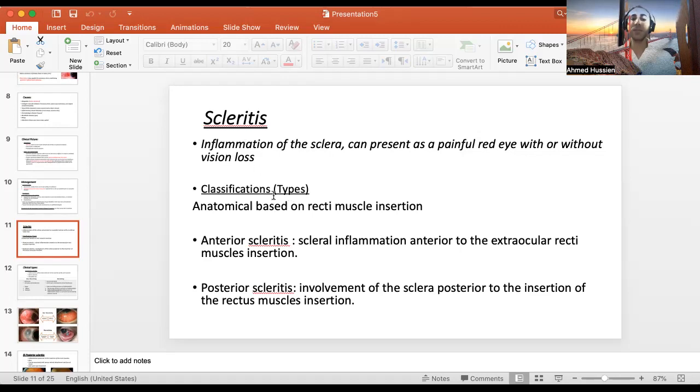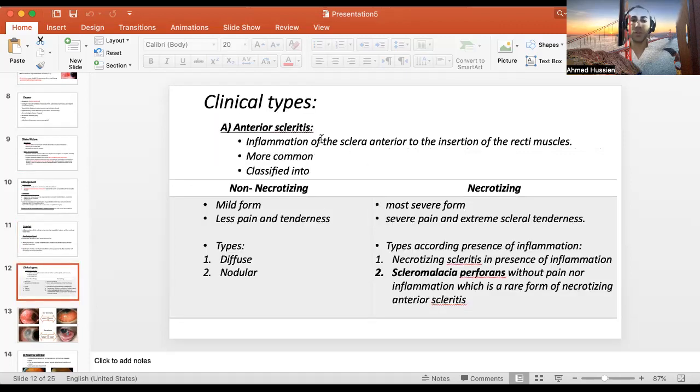Again, scleritis can be classified into two main categories according to the anatomical classification, which is based on the recti muscle insertion. We divide it into anterior scleritis, where the inflammation of the sclera is confined to the area anterior to the insertion of the extraocular muscles, and posterior scleritis, where the inflammation is posterior to the insertion of the recti muscle.